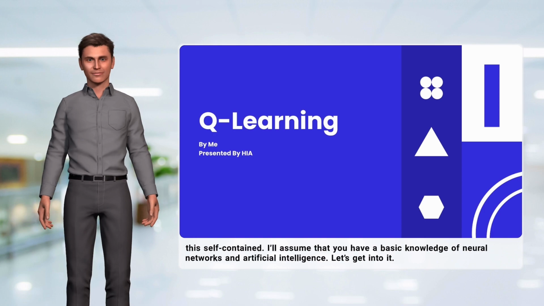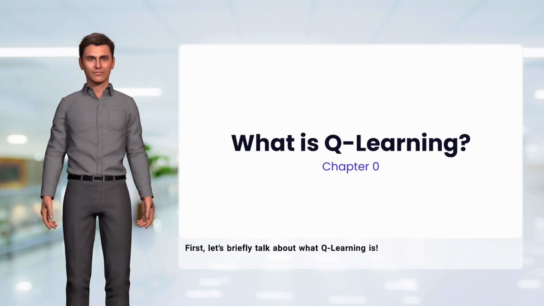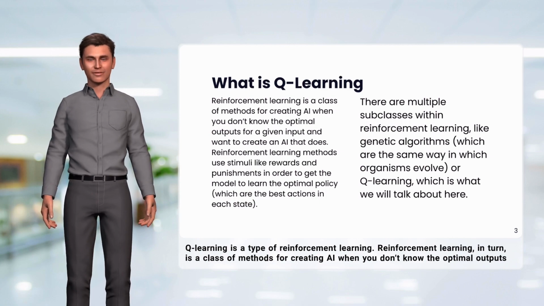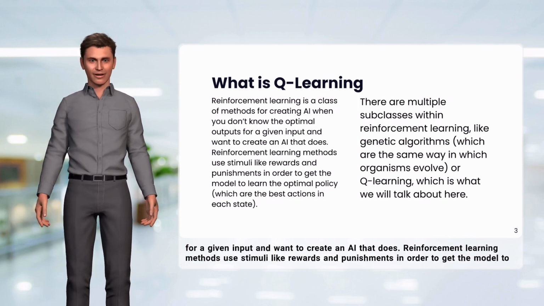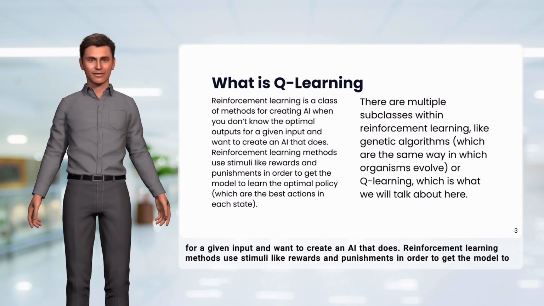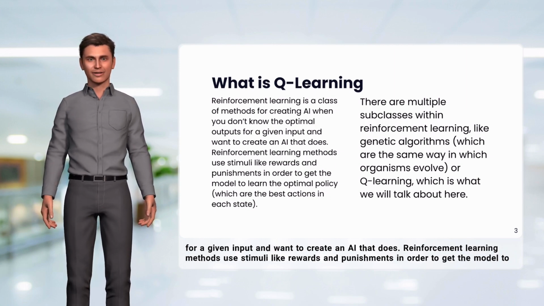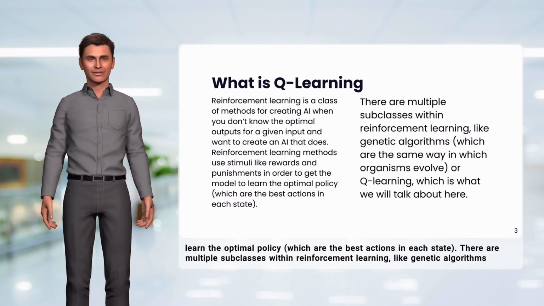Let's get into it. First, let's briefly talk about what Q-learning is. Q-learning is a type of reinforcement learning. Reinforcement learning, in turn, is a class of methods for creating AI when you don't know the optimal outputs for a given input and want to create an AI that does. Reinforcement learning methods use stimuli like rewards and punishments in order to get the model to learn the optimal policy, which are the best actions in each state.